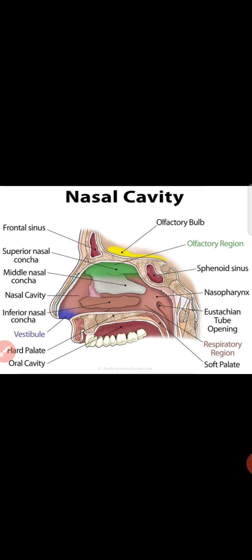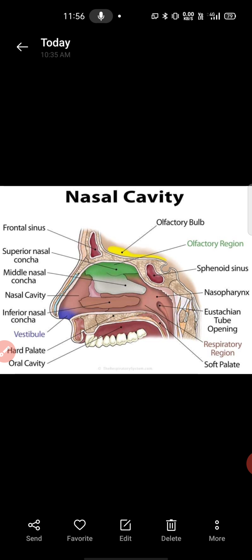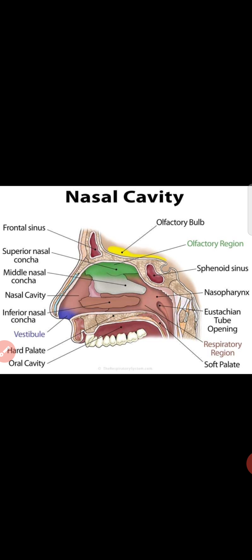Next, we are discussing the nerve supply. Your nose and paranasal sinus get their nerve supply from two branches of the trigeminal nerve, the ophthalmic nerve, and also from a branch of the maxillary nerve. These three nerves provide the nerve supply of the nose, nasal cavity and paranasal sinuses.